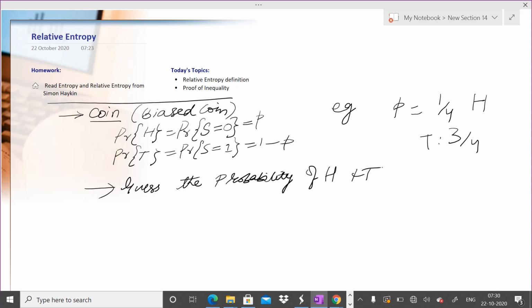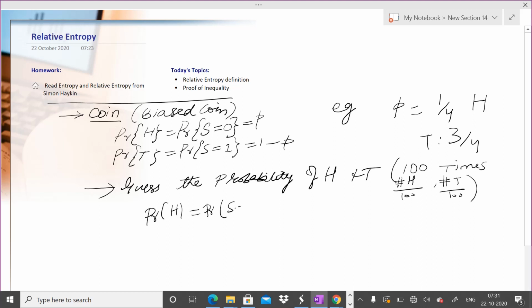What he can do is, that is a usual sampling procedure in statistics. He will toss this coin, suppose 100 times, and he will count how many heads are there, and he will count how many tails are there, and divide by 100. This will be the empirical probability of head and tail. So whatever he guesses, he comes with a conclusion that probability of head, which is also probability that s is equal to 0, is suppose some q, and probability of tail, which is probability of s is equal to 1, is 1 minus q.